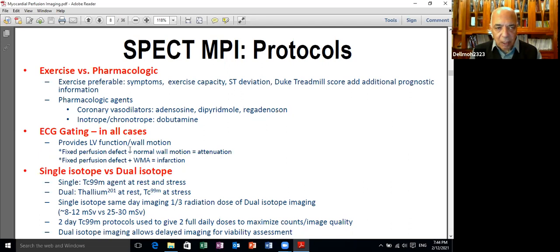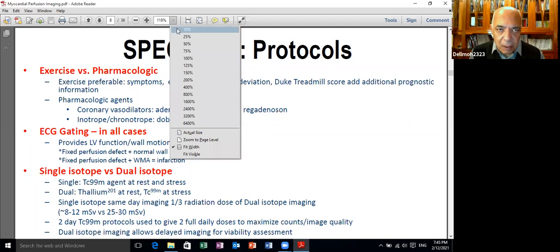producing wall motion. We get a fixed perfusion defect, but the wall motion is normal, that's attenuation. And the source of attenuation in female is breast, and in males and females, diaphragm, as well as muscles of the chest wall. But if we get a fixed perfusion defect and in association with that a wall motion abnormality, this signifies an infarction. Let me diminish this picture so you can see it.